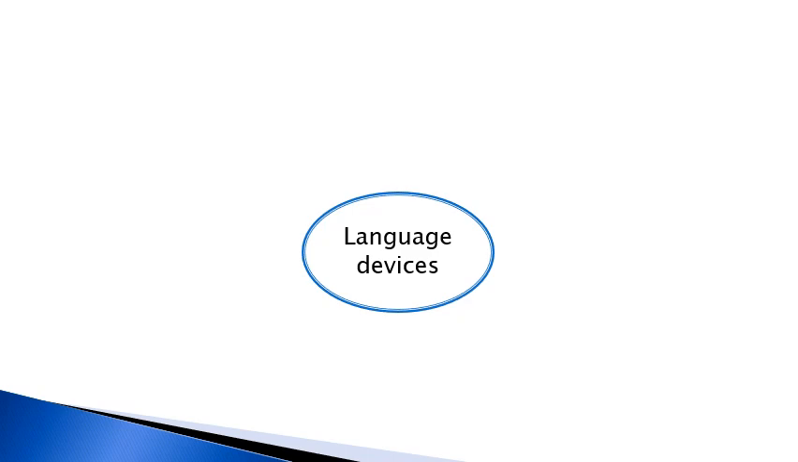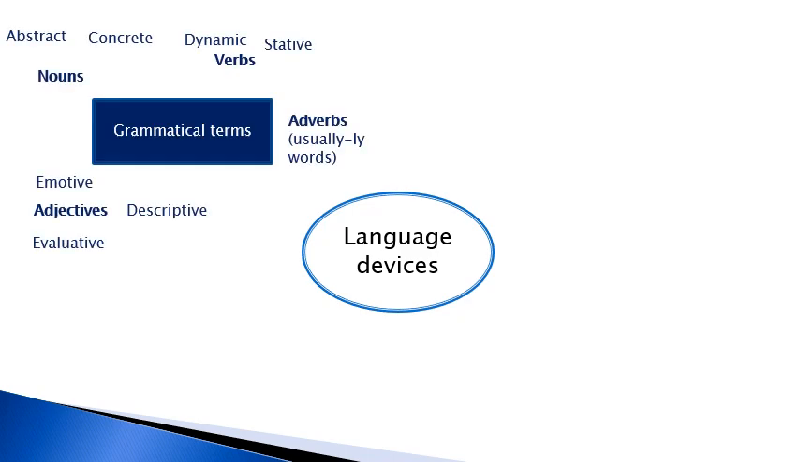Okay, so some of the ones that you might have got could be things like grammatical terms, nouns, either concrete or abstract, verbs, dynamic or stative, adverbs, usually ly words, adjectives such as emotive adjectives, evaluative adjectives, descriptive adjectives. Now, if you don't know what any of these terms are, rather than me talking about every single type of language device, these are all in a separate file that's on the VLE, which is called language devices. In there you've got all the definitions, all the examples that you could need to help you understand these terms that you can access on your own.